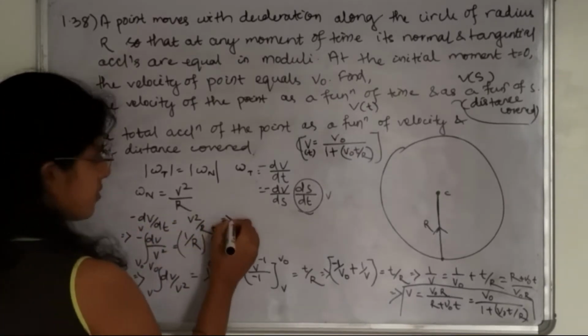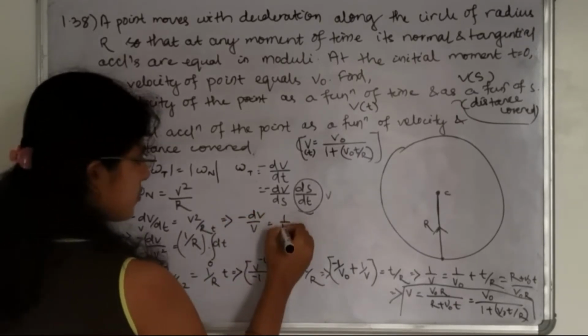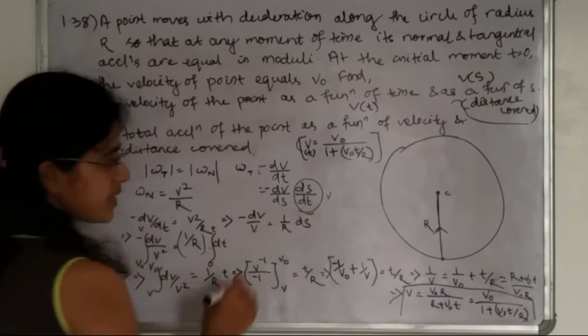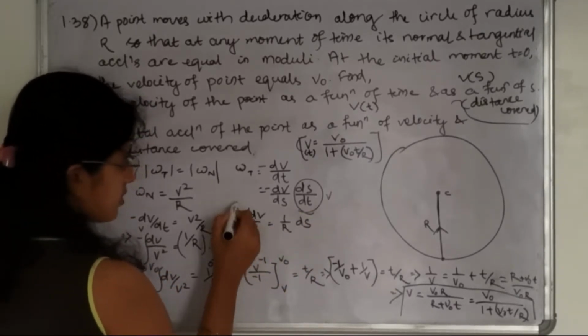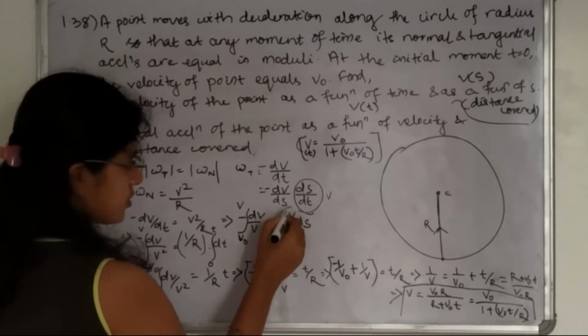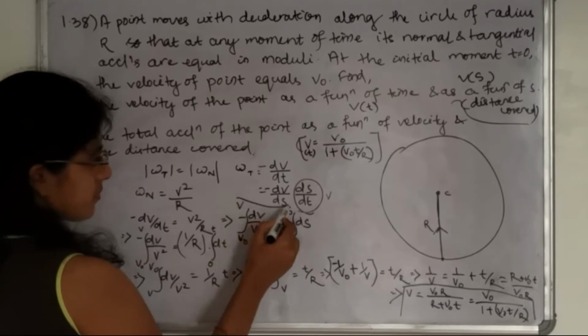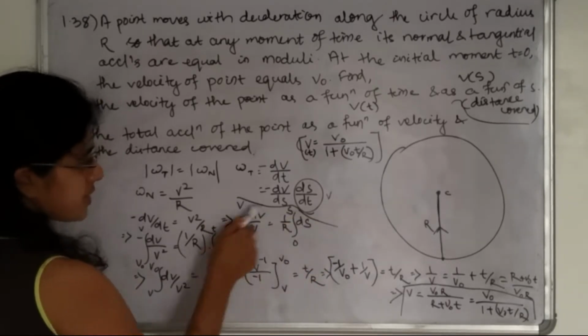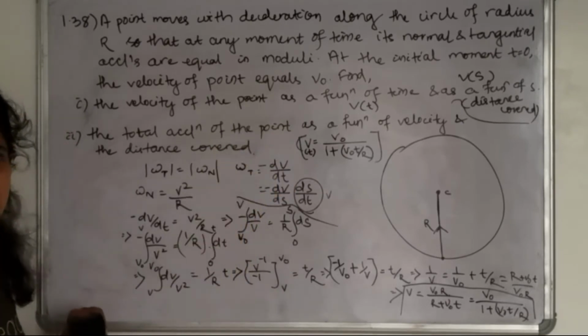So this will be how much? Minus dv divided by v is equal to 1 by r into ds. Integrate v naught to v and 0 to s. And after solving this equation, you can find the velocity as a function of distance.